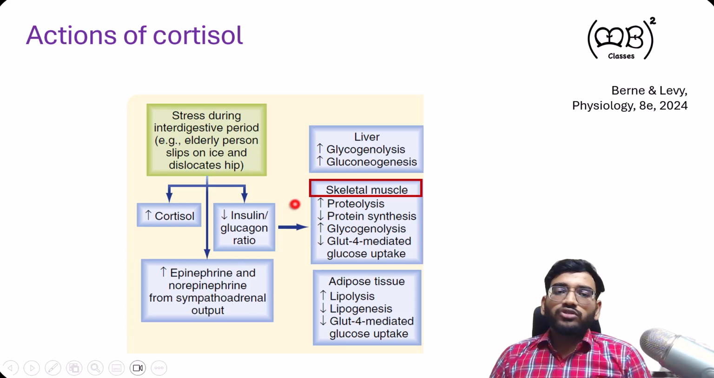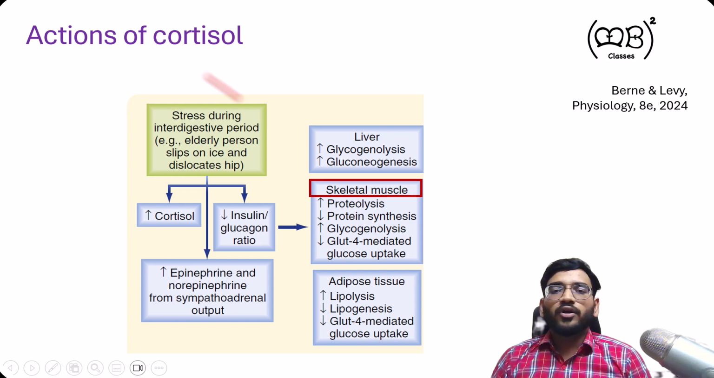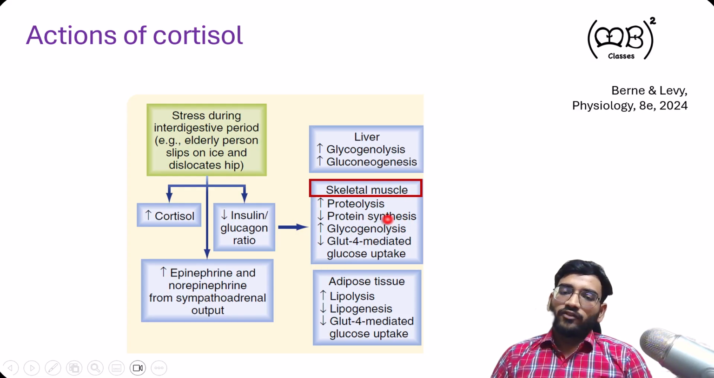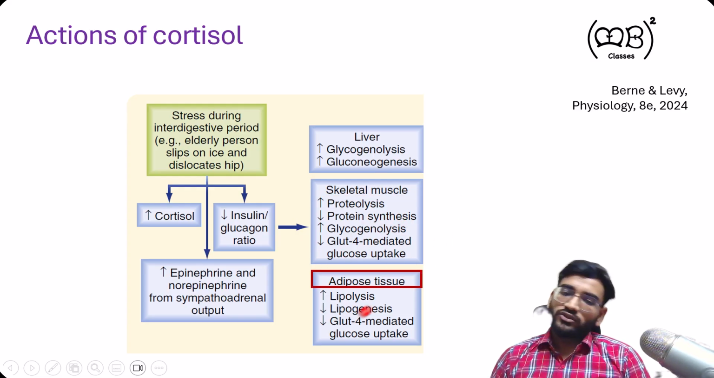Skeletal muscle, the most important thing which cortisol does is in the skeletal muscle, it will lead to increased proteolysis. It will mobilize the proteins from the skeletal muscle to the liver so as to form the substrates for the gluconeogenic pathway. That is the most important thing what cortisol does. Rest everything is same. Protein synthesis will decrease, there will be increased glycogenolysis, there will be decreased uptake of glucose, in adipose tissue lipolysis will increase, and everything else is the same. Most important thing is mobilization of protein for gluconeogenesis.